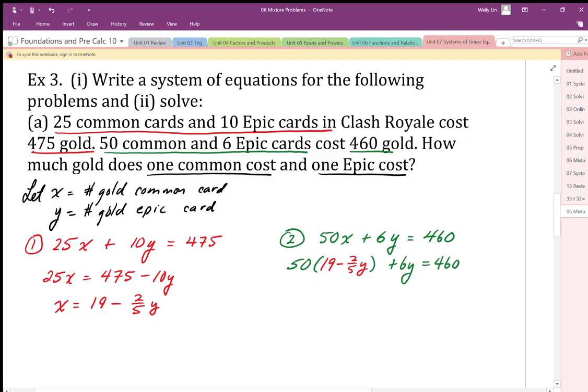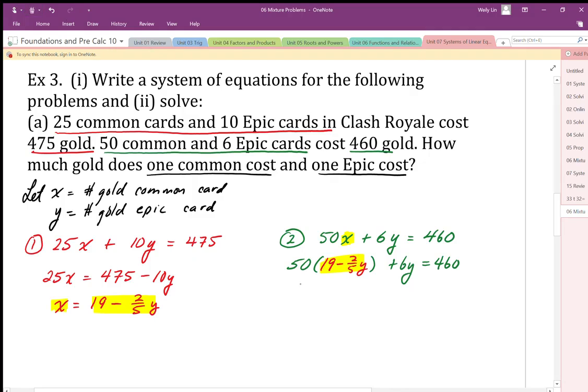So here I've done a like for like replacement. This x and this expression are the same. So I'm going to replace this x with the same equivalent expression. And once I've done that, I now have eliminated one of my variables. I can solve this equation. So I'm going to go ahead and solve this.